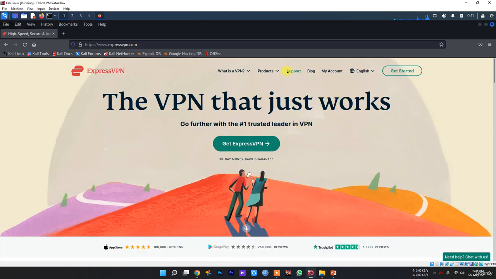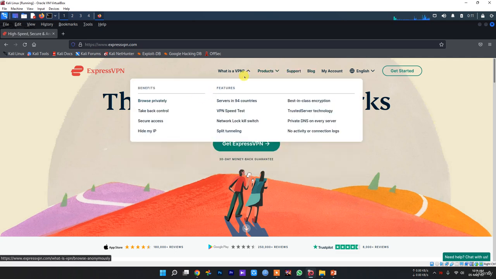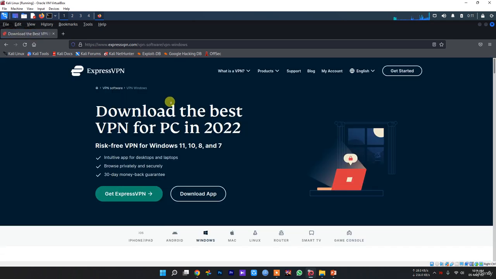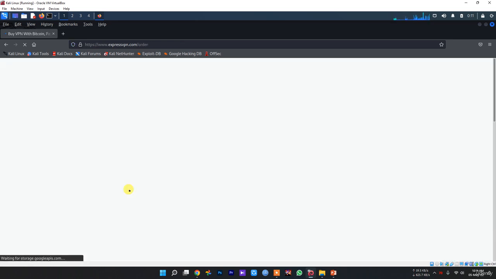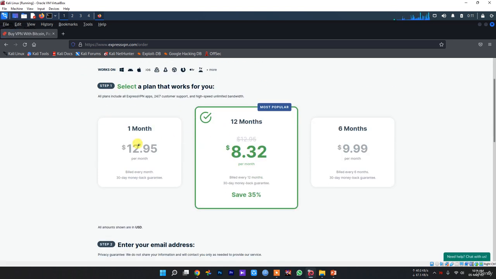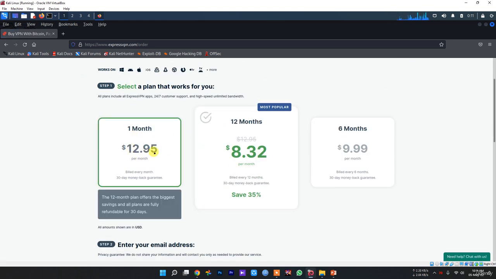So let's go to the product for Windows. As I said, it's $12 per month, and I think this is the premium and the best you can get at this price. And one of the issues is, if you are into ethical hacking, it has a lack of port forwarding, so make sure you remember that. And the second one is NordVPN.